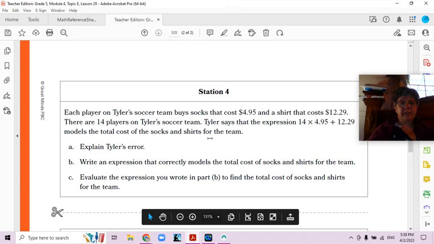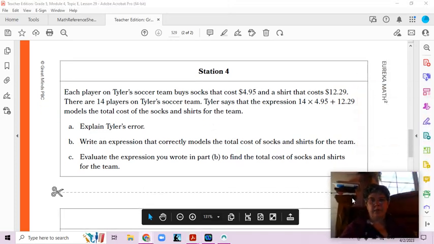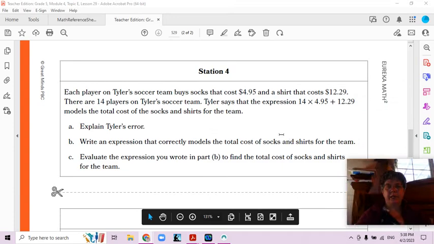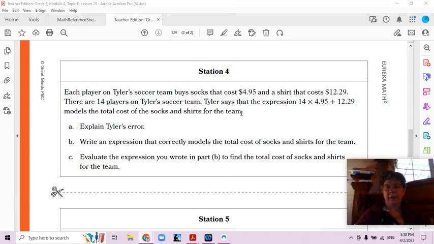Okay, let's go to station 4. Station 4 looks a little more complicated, but we're actually just going to find the error, right? So each player on Tyler's soccer team buys socks that cost $4.95 and a shirt that costs $12.29. There's 14 players on Tyler's soccer team. Tyler says the expression 14 times 4.95 plus 12.29 models the total cost of the socks and shirts for the team. What is his mistake? What did he do wrong with this expression?